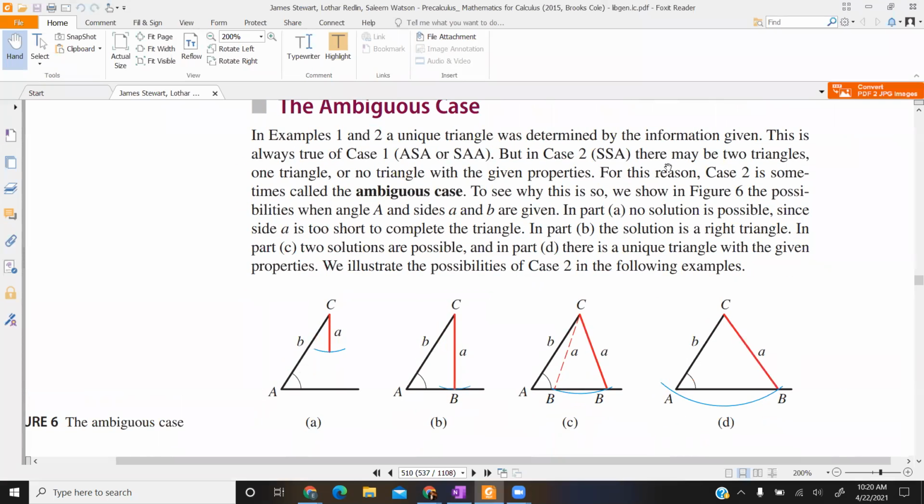Let's see what they say. In case one, which we've already looked at, you can uniquely determine the triangle, which is angle, side, angle, or side, angle, angle. But in case two, we don't have that. Case two is when you have two sides and an angle.